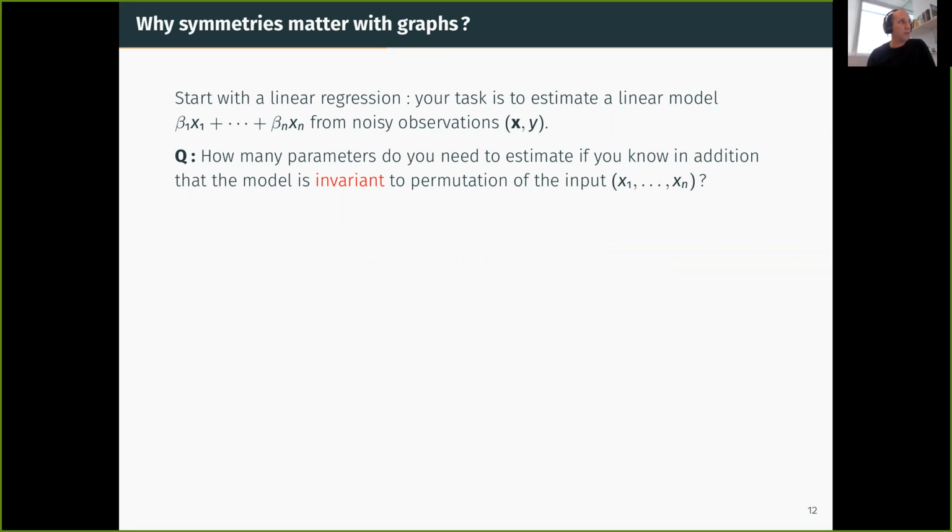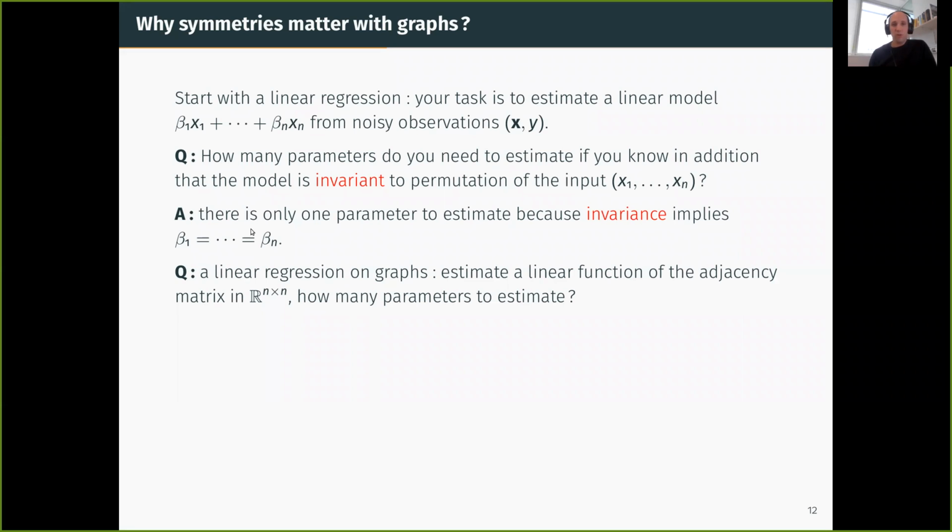Here is a very simple question. Say you are trying to do a linear regression: you have a noisy observation x and y, and you want to infer the beta, so y is a linear function of x plus noise. But you know that your linear function is also invariant to permutation, so if you permute all the entries, you should obtain the same observation. This very simple invariance to permutation implies that in your model, all the betas are exactly the same. So instead of n parameters to infer, where n is the dimension of x, you need to infer only one parameter. This is what I was saying when I said that these symmetries known a priori on your model will lower the complexity of the model a lot.